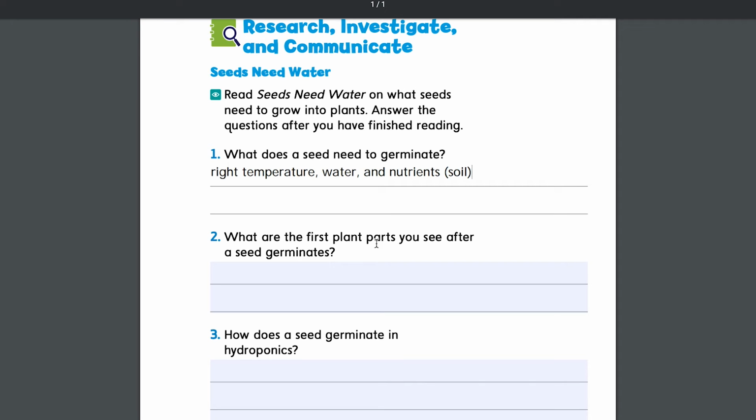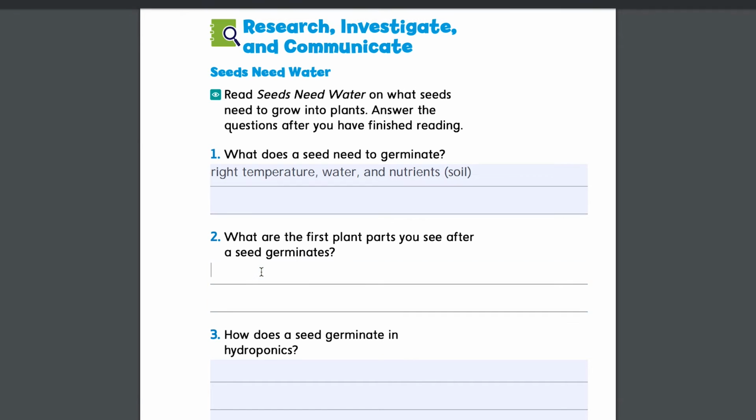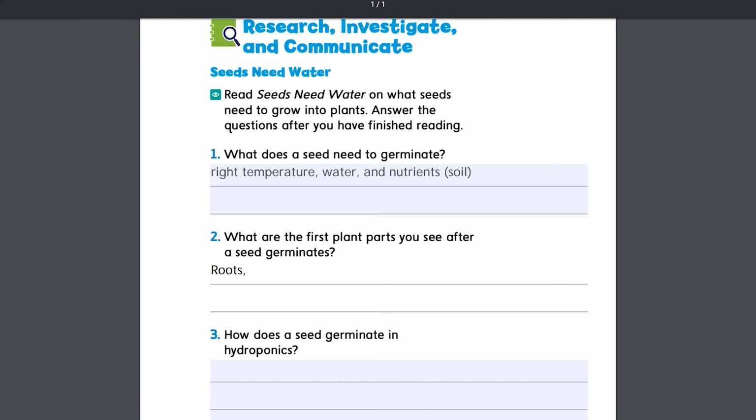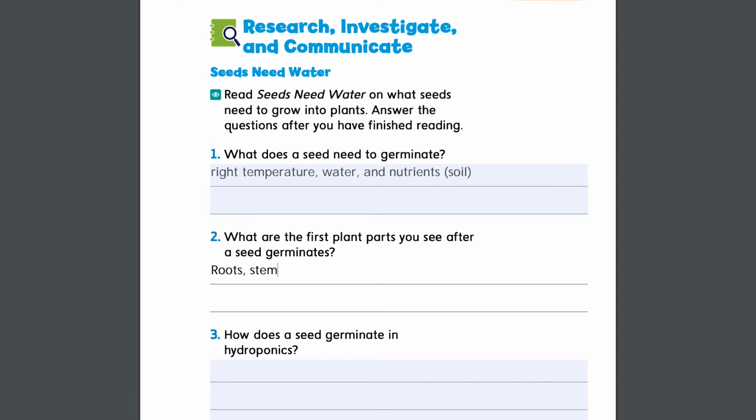What are the first plant parts you see after a seed germinates? Do you remember what grows underground? You have the roots, and then above the ground, you see the stem. Remember, these two parts are also the parts that carry water.